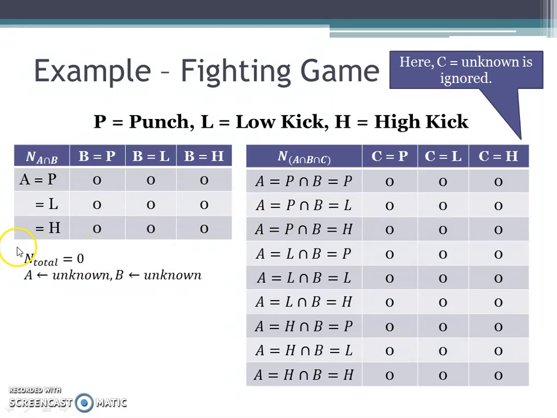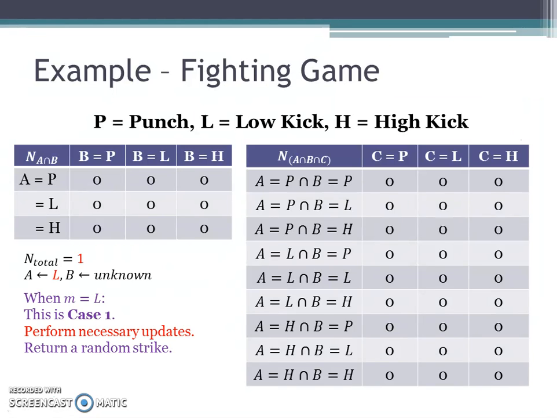Then here we have this N total, which initially is going to be 0, because this is when we have not seen any strike from a player. And A and B are also unknown because we haven't seen any strikes yet. Now what happens when we see strikes coming from a player? Let's move on to the next slide.